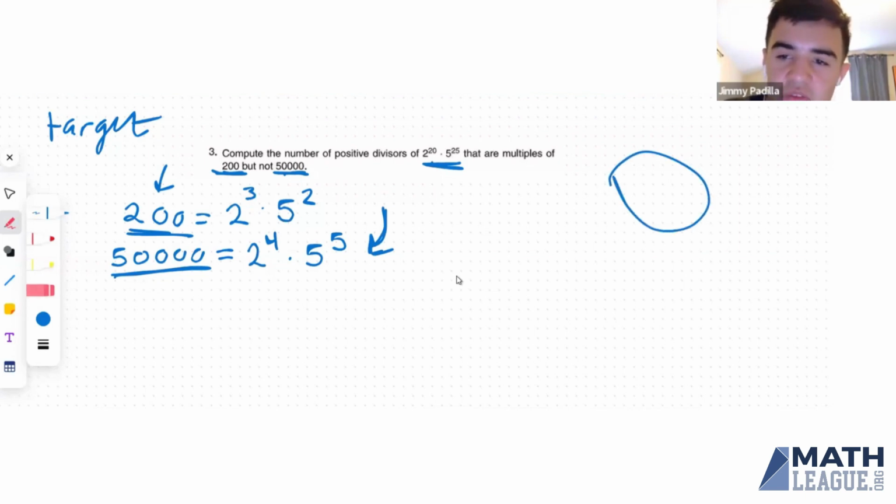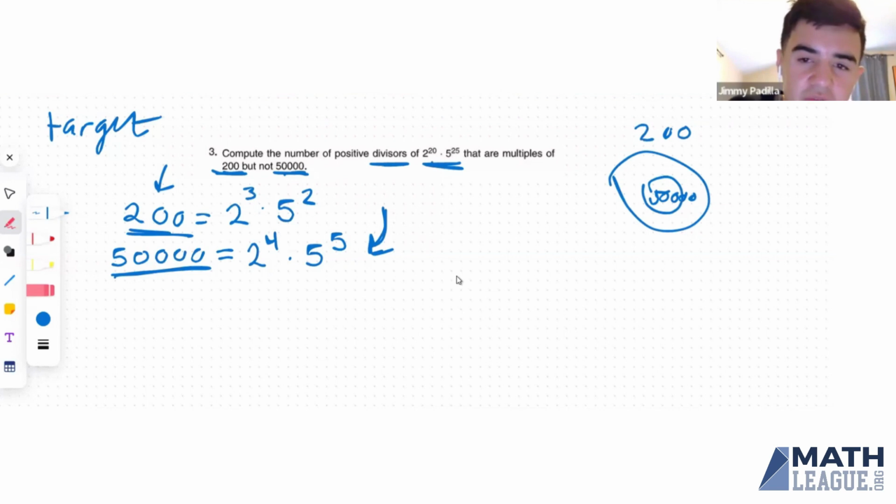We sort of imagine it as you have an outside group, which is every number which is a divisor of 200, and inside of that we have the 50,000 group. So if we just take the outside box minus the inside box, we end up with the number we're looking for. To figure out the number of divisors, we just take every possible integer value exponent here, all the way up to the number we're looking for.